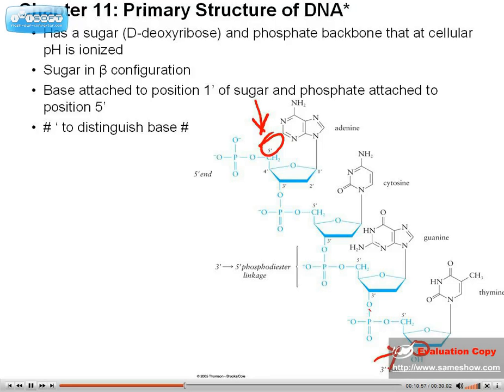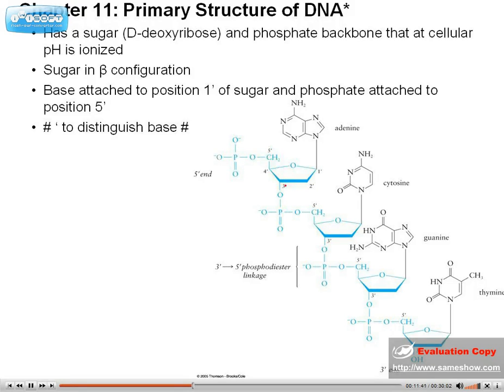Let's give you insight into how they came up with the 5, 4, 3, 2, 1 primes. If we take a look at each one of these sugars, we assume that the carbon to the right of the heterocyclic oxygen is going to be carbon 1. And then if we start counting across, 2, 3, 4, and 5. Let's go to this one over here. Carbon 1, 2, 3, 4, and carbon 5. Notice in this phosphate sugar backbone, we have carbon 5 connected to a phosphate. We also have carbon 3 connected to a phosphate.